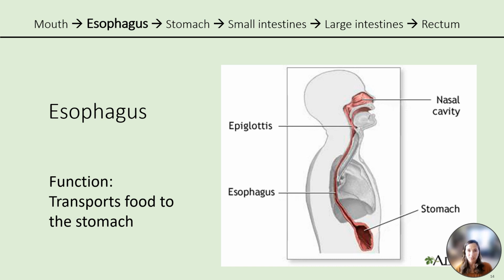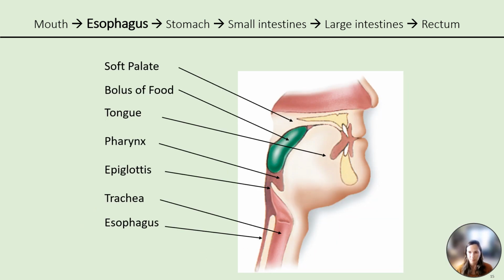Okay, so we've talked about the mouth briefly. Let's move on to the esophagus. So the esophagus is basically this tube that connects our throat with our stomach. We've got to get the food down there. It goes down the esophagus. So the main function of the esophagus is to transport food to the stomach.